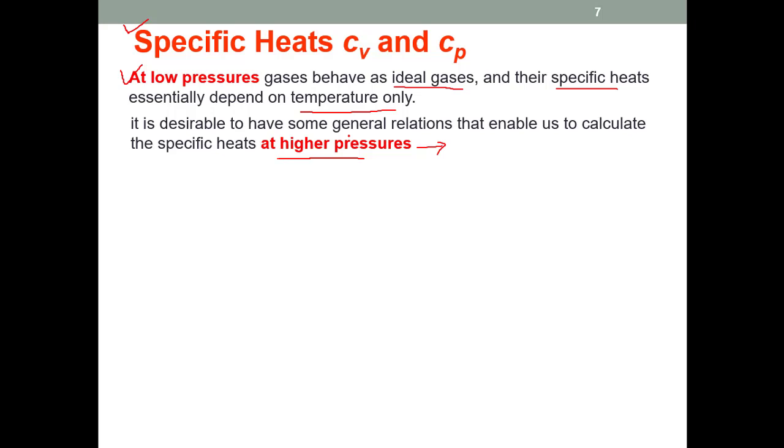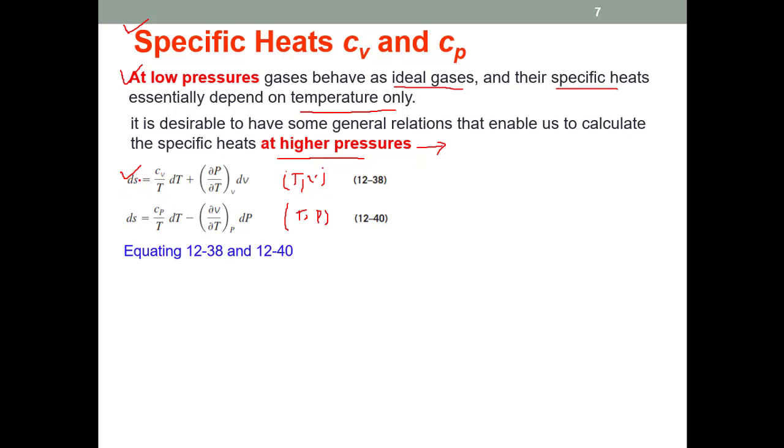Now, how do we develop relationships for Cv and Cp for the general cases, applicable for real gases as well as ideal gases? We can utilize the previous two equations. One was used when S was a function of temperature and specific volume, whereas the second is when S was a function of temperature and pressure. In the previous slide, we derived these two equations, and both are equal to delta S. So what if we equate these two equations? Because this is also delta S, and this is also equal to delta S. So if we equate these two equations, then we'll have this one.